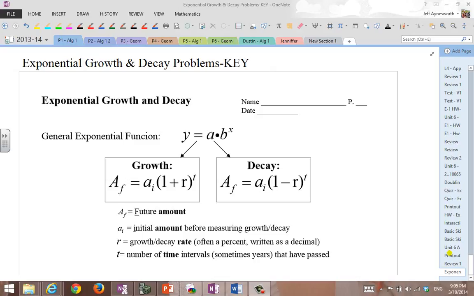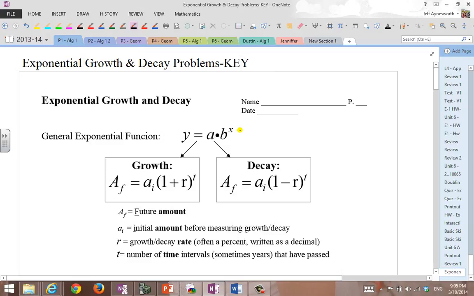All right, this is Mr. Ainsworth, and we're going to get into a cool activity dealing with exponential growth and decay problems. And recall our general exponential function, y equals a times b to the x power, where x is in the exponent. Yes, x is in the exponent. That's one of the reasons why they call this an exponential function.